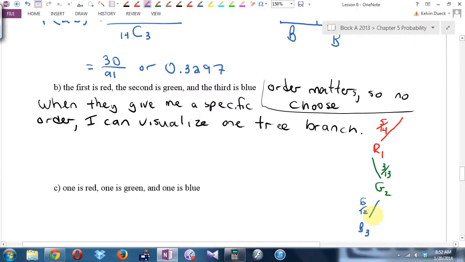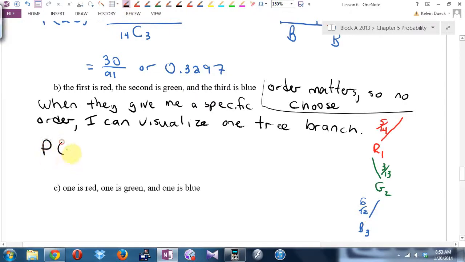So, Seb, I'm kind of cheating here in that I've said to you, well, when there's 3 or more, I don't do a tree. If there's 3 or more, but they give me a specific order, there is a way to do this using NPR, using permutations. I find it just as easy to visualize, because I got a good imagination, walking down that specific branch, because it's only one branch that will satisfy when order matters. By the way, the first is red, and the second is green, and the third is blue. Sebastian, what am I going to do with these 3 fractions? Multiply. So it's going to be this.